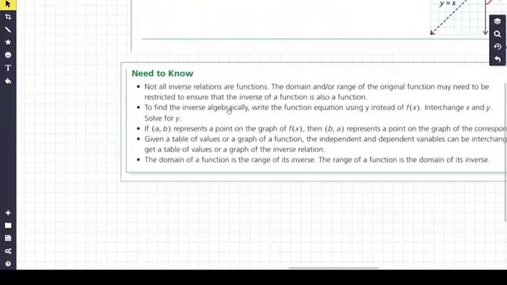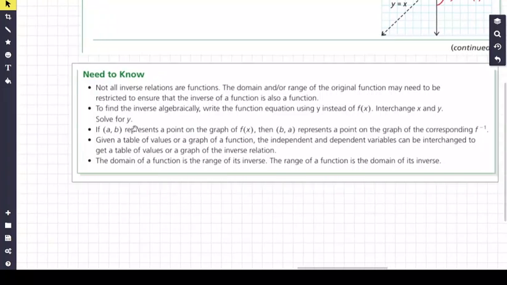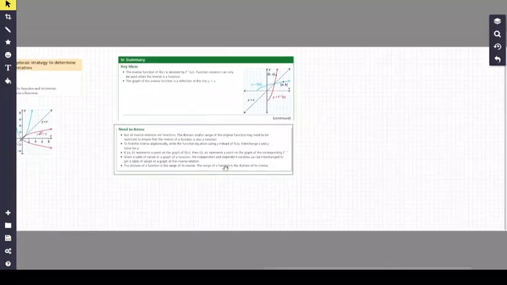To find the inverse algebraically, write the function equation using y instead of f of x, interchange x and y, and now solve for y. If (a, b) represents a point on the graph of f of x, then (b, a) represents a point on the graph of the corresponding inverse function. Given a table of values or a graph of a function, the independent and dependent variables can be interchanged to get a table of values or a graph of the inverse relation. And the domain of a function is the range of its inverse. We talked about this, so this is interchanging, and this is everything that we need to know.